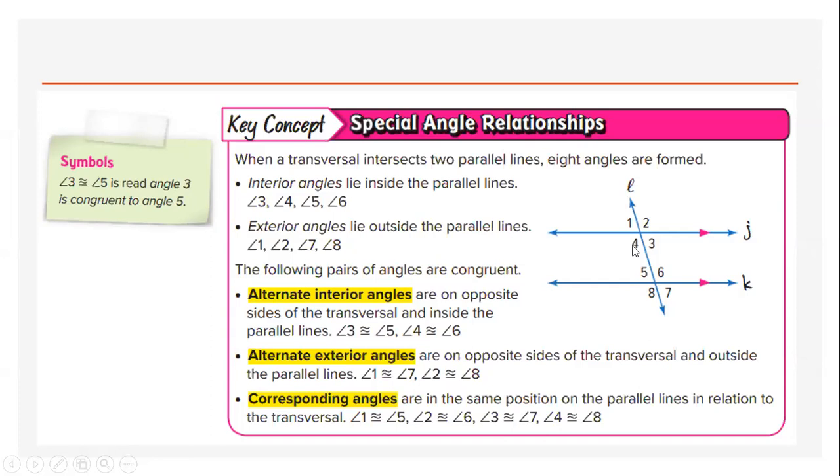Angles 4 and 6 are alternate interior because they are inside. Angles 3 and 5 are also alternate interior angles. But 1 and 7 are alternate exterior angles, 2 and 8 are alternate exterior angles. 3 and 7, 2 and 6, 4 and 8, 1 and 5, all of those are pairs of corresponding angles.